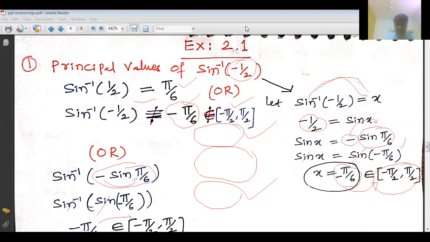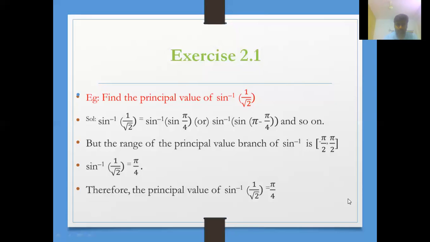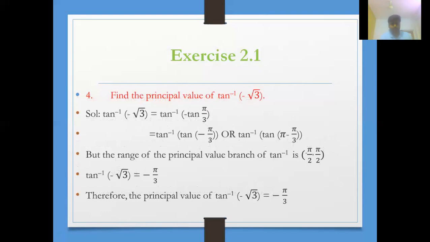Okay. Now, shall we go for next problem in this? So exercise 2.1, this problem we have solved. Okay. Now, let us go for next question in this. Question number 4. Find the principal value of tan inverse of minus root 3.